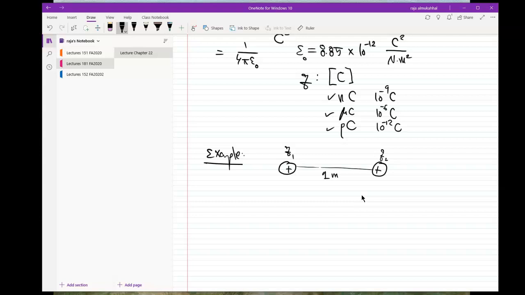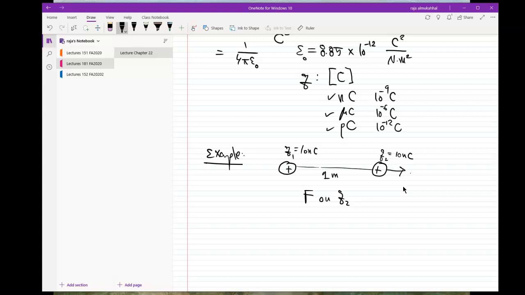Make things simple. Assume Q1 is equal to 10 nanocoulomb, and this one is also 10 nanocoulomb. I want to know the force between them, or let's say I want to know the force on Q2. In other words, Q1 is going to repel Q2, so it's going to push it away. So the force on Q2 is going to be in this direction.